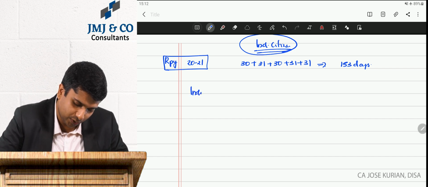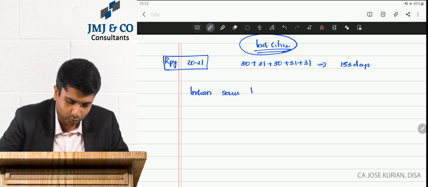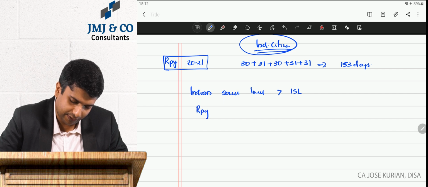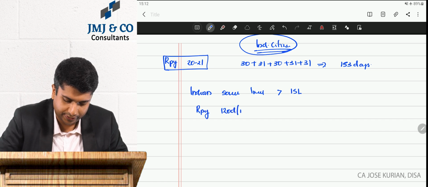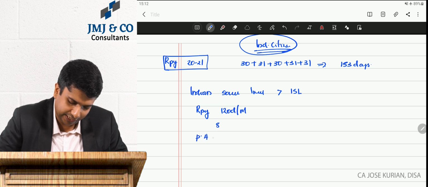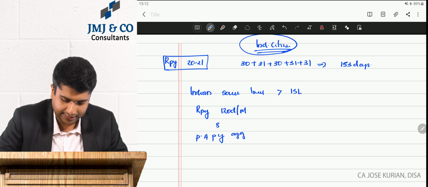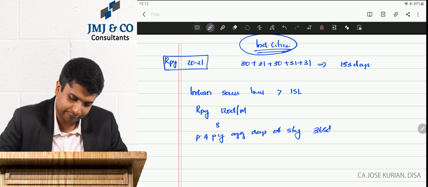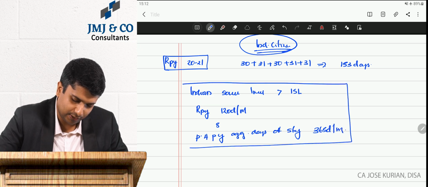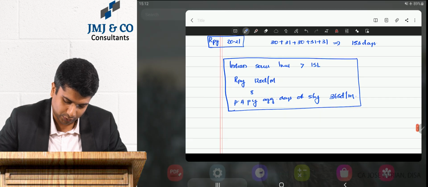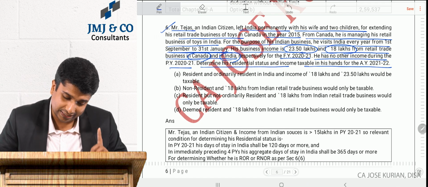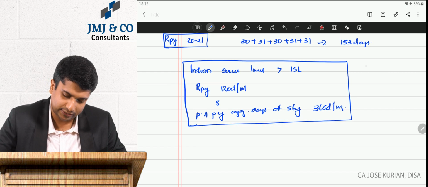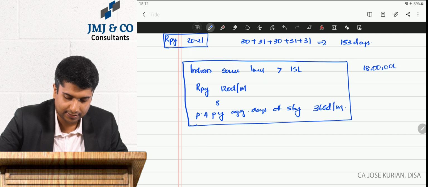So if his Indian sources income is more than 15 lakh in the relevant previous year, then in the relevant previous year, if his days of stay is 120 days or more, and in the preceding 4 previous years his aggregate days of stay in India is 365 days or more, then he shall be a resident in India. So let's check what exactly is his Indian sources income in this question. So as per this question, it's very clear. His Indian sources income is 18 lakh from India, right? So his Indian sources income is more than 15 lakh. It is actually 18 lakh in this particular question.